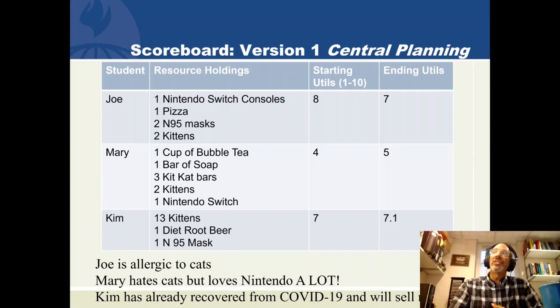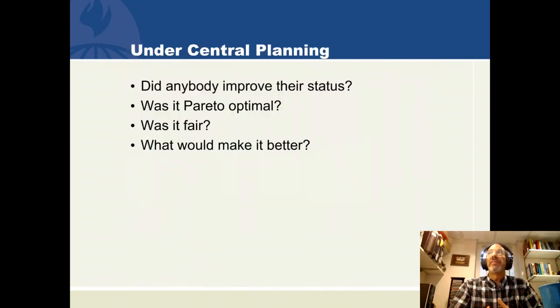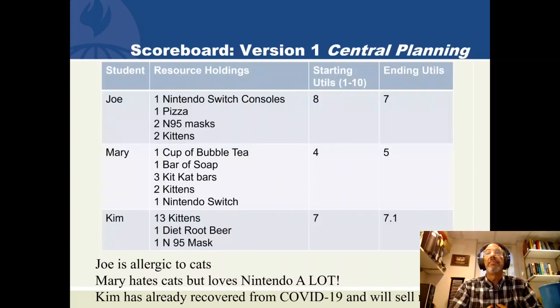So we can ask this question under central planning, did anybody improve their status? And the answer is yes. Some people improved their status. Certainly Mary improved. Well, Mary didn't like the cat, so I'm not sure she did better. Joe got worse, and Kim got better. So some people improved their status. But because Joe's utility went down, this economy did not qualify for Pareto Optimality.